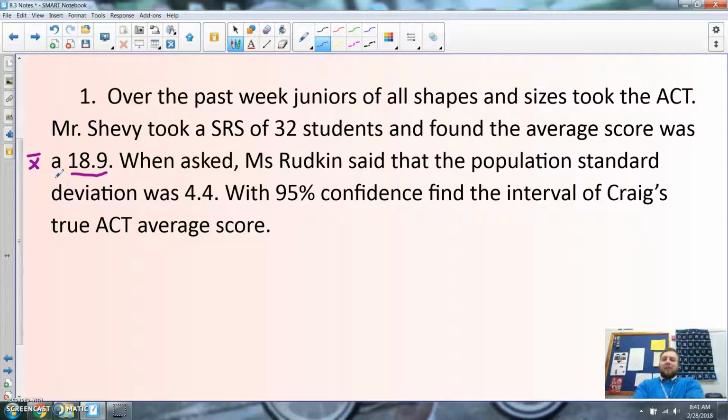Okay. When asked, Mrs. Rudkin said that the population standard deviation, so this is the population deviation, was actually 4.4. Remember, population. So that is the actual deviation. Okay, that's not a guess. With a 95% confidence, find the interval of Craig's true ACT average score.